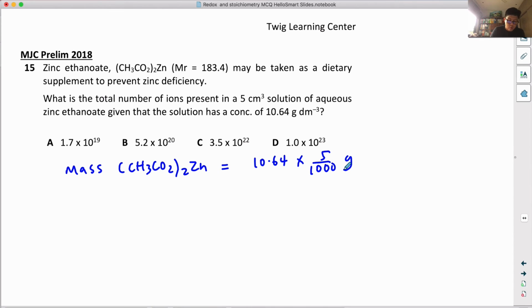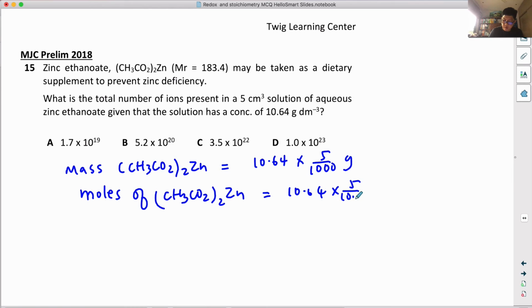What's the moles, or the amount of moles, of this? You just divide by the Mr. So work it out: 10.64 times 5 over 1000, divided by the Mr, which is 183.4. I think the answer for this should be 0.00029.